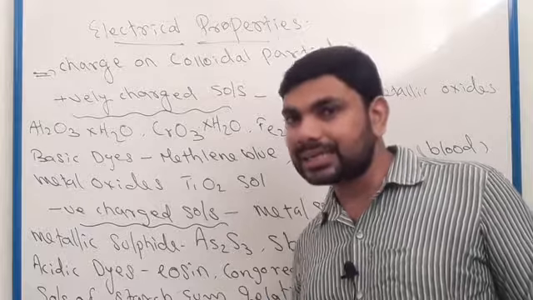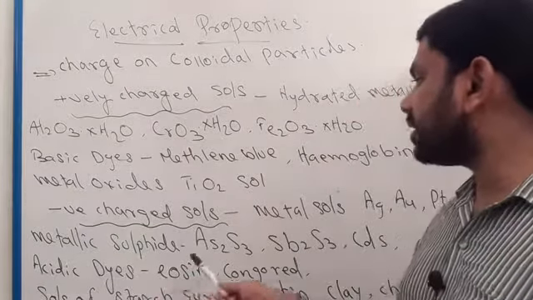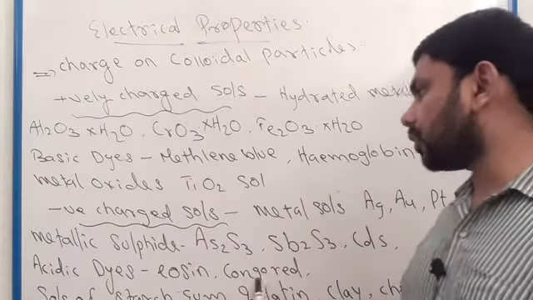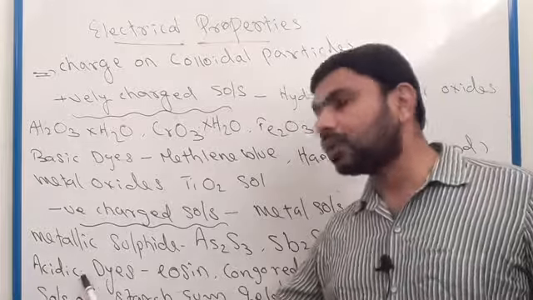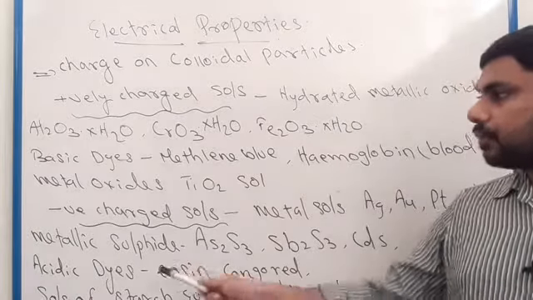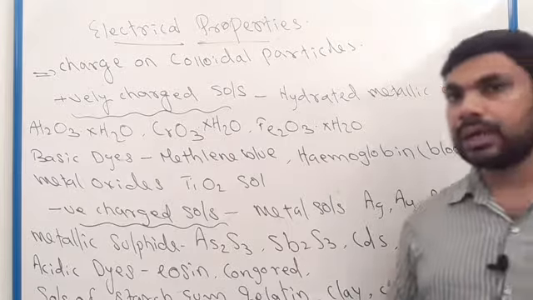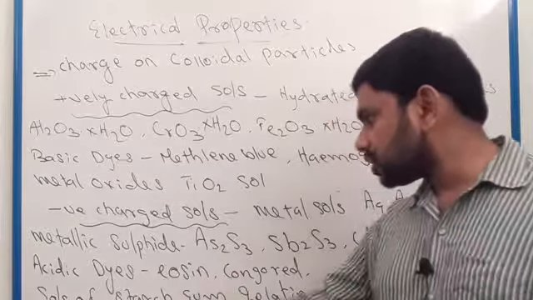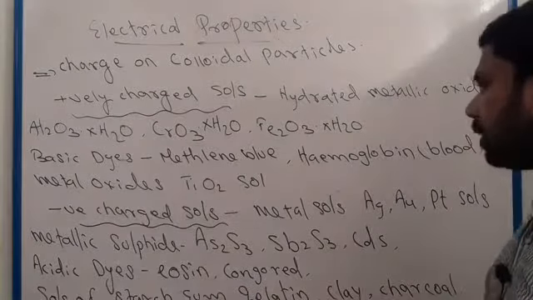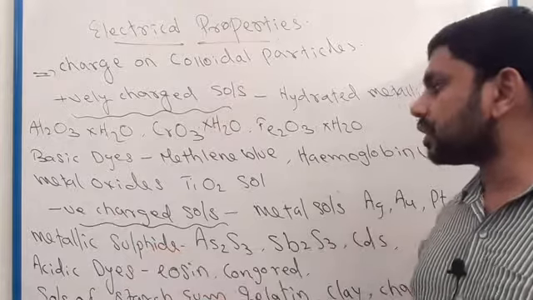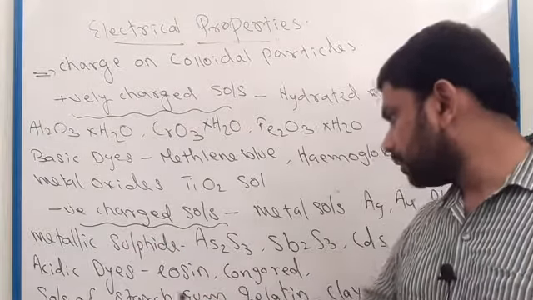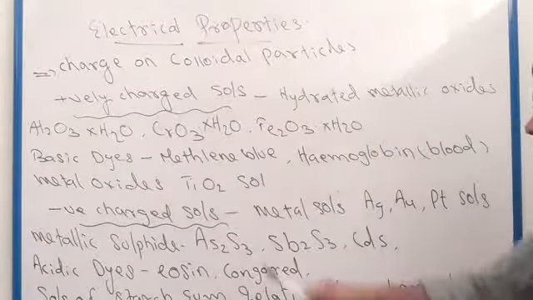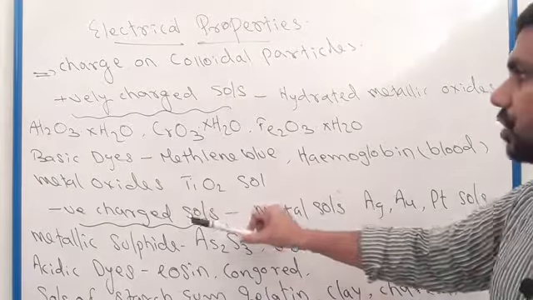Also I told you acidic dyes, eosine, Congo red. These are examples for acidic dyes and these are examples for negatively charged salt. Another example for negatively charged salt: gum, gelatin, starch. Gum, starch, gelatin, clay and charcoal, all these come under negatively charged salt.